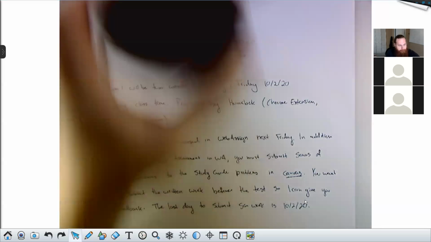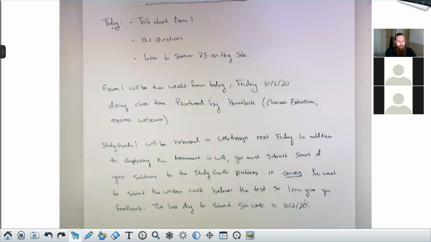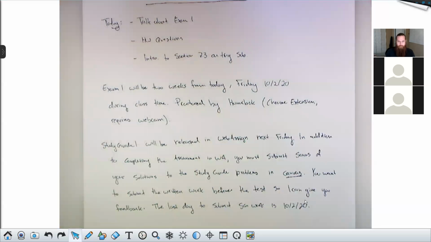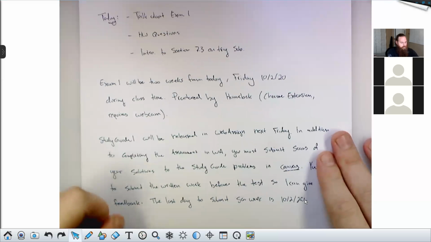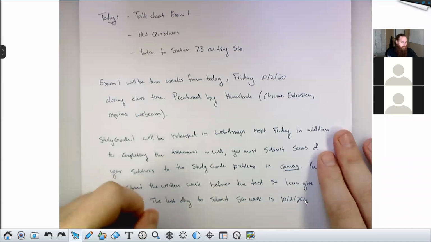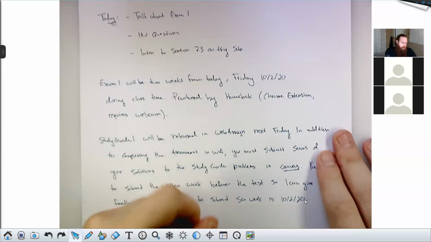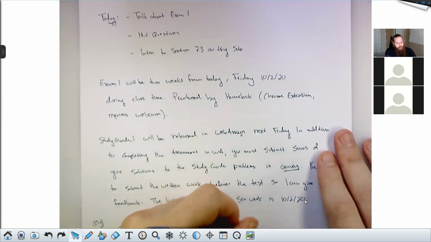So I have a question. You said there's true and false. What is that centered around? Is it stuff from the textbook or stuff from our notes that we should pay attention to? It's concept stuff, like true or false: the integral of f times g is equal to the integral of f times the integral of g.